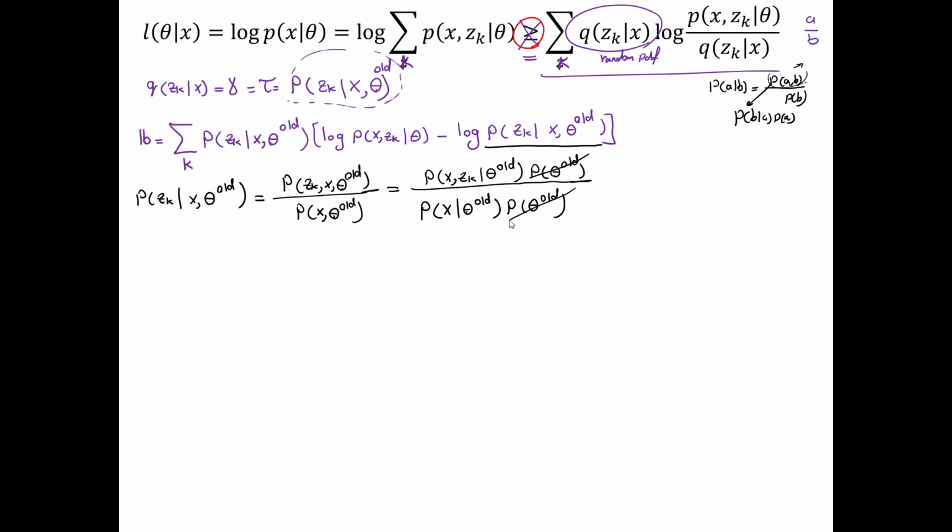And over there, let's rewrite the whole thing again. Lower bound, sum over k of P of zk given x, theta old, log of P of x, zk given theta, minus what? Log of what? I'm going to replace this term with what I calculated here. So this becomes what? This becomes?